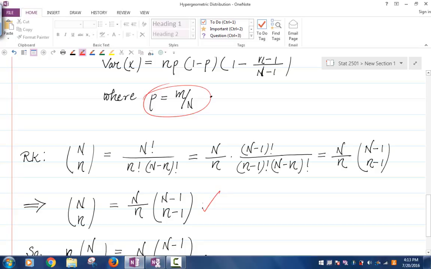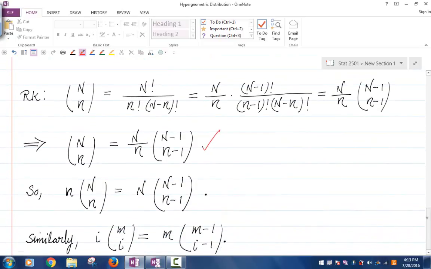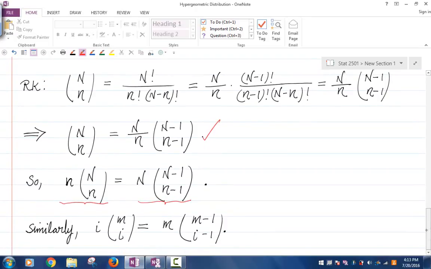We can multiply both sides by small n, and we derive that small n times capital N choose small n is capital N times capital N minus 1 choose small n minus 1. In a similar way, we can also derive that i times M choose i is the same as M times M minus 1 choose i minus 1. The derivation is exactly the same because these two identities are exactly the same, except that we are using different symbols in the two identities.